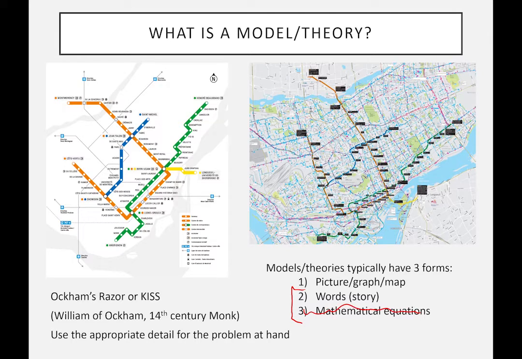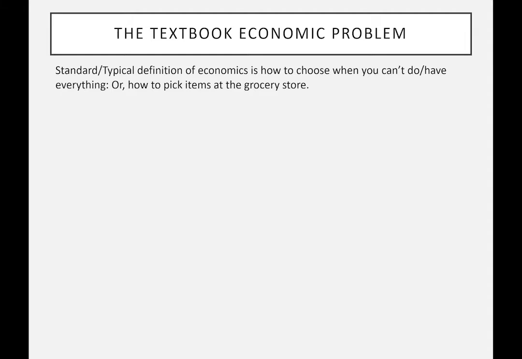In fact, in this course, I'm going to try to keep the number of graphs, if you want to call them maps, as small as possible. But I will be presenting a brief graph, one of the brief graphs we'll be using in this course. I'll present it in the lecture today. Now, the graph or model that we're going to be using is going to explain what is sometimes referred to as the textbook definition of economics, or the standard economic problem. And that amounts to how we go about choosing when we can't have everything.